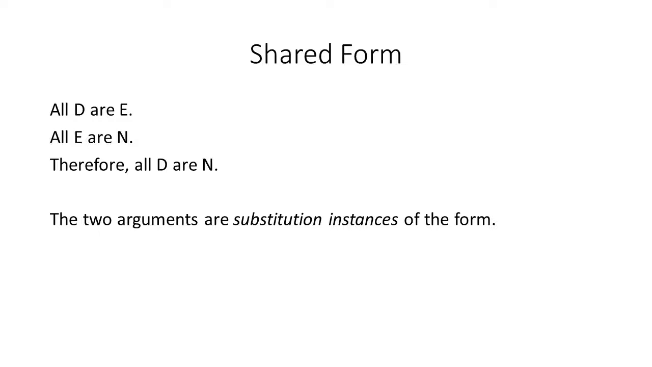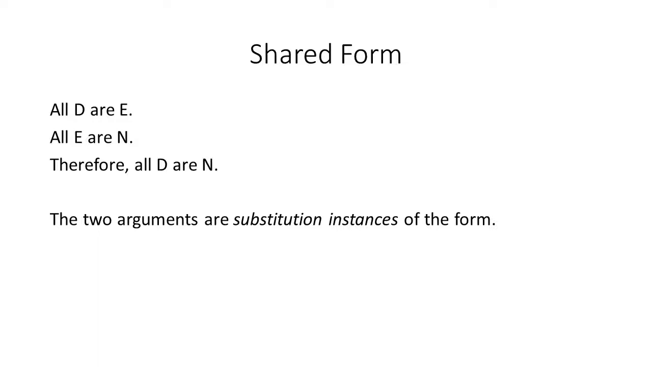Right, so to determine the form of these arguments, since they have the same form, as depicted by the distribution of colors, we'll remove the things that make the arguments particular. So we'll remove doctors and lawyers and vicious people and avaricious people, noble people. And we're left with something like this, substituting in variables. D and E and N here are variables that stand for terms. We're left with: all D are E, all E are N, therefore all D are N. So the two arguments that we've been going through and highlighting are substitution instances of this form: all D are E, all E are N, therefore all D are N.